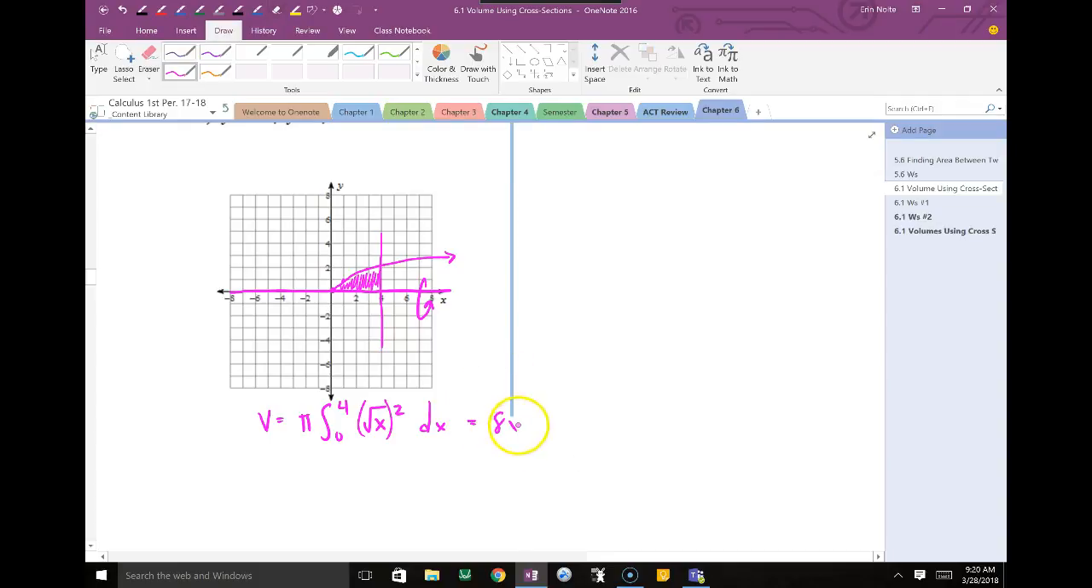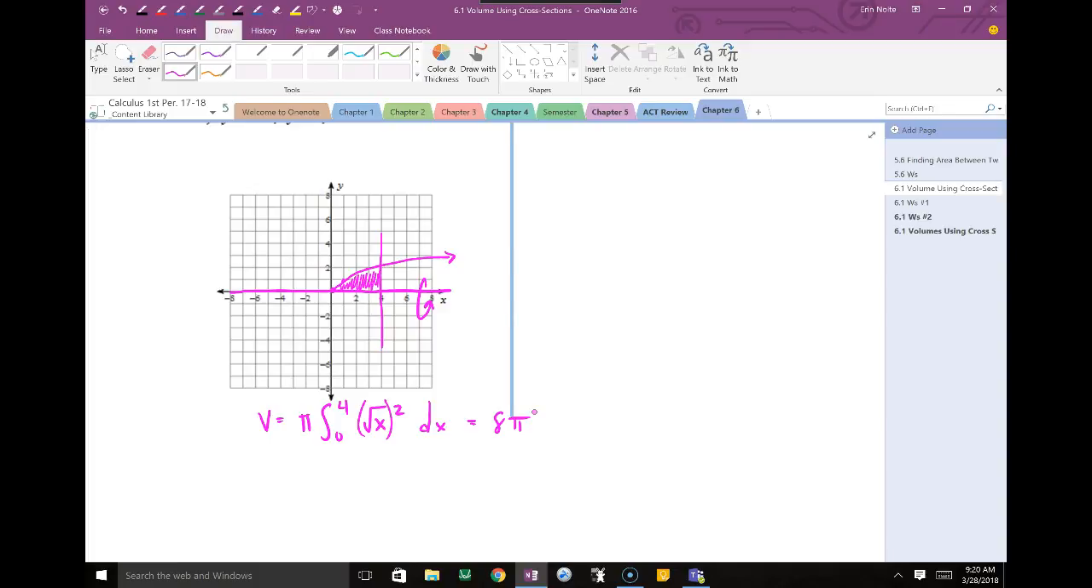Actually, we could do this one really easily, like mentally. Could you do this one in your head? What's the square root of x squared the same as? x. So technically, all we're doing is integrating x. What's the integral of x? Remember, you add 1 to the exponent and divide by that same number. So it'd be 1/2 x squared. And then all I have to do is plug 4 into it, because if I plug 0 into it, it will be 0. So I have 1/2 of 4 squared, which is 16 divided by 2, which is 8.